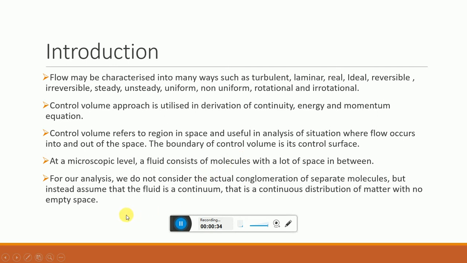So, the introduction to flow characteristics. Flow may be characterized in many ways, such as turbulent flow, laminar flow, real fluid, ideal fluid, reversible flow, irreversible flow, steady flow, unsteady flow, uniform flow, non-uniform flow, rotational and irrotational flows. Before we jump into these different types of flows, we need to understand the broad classification of fluids. Fluids are mainly classified into fluid statics, fluid kinematics, and fluid dynamics.